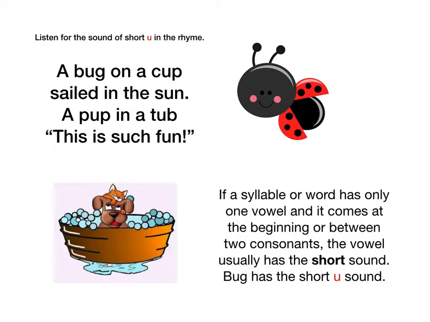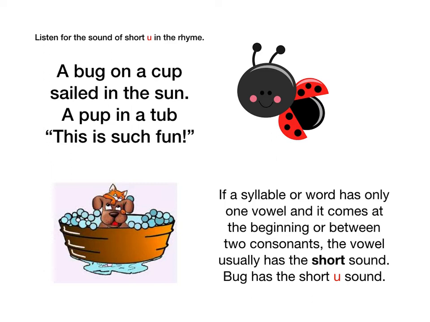If a syllable or a word has only one vowel and it comes at the beginning or between two consonants, the vowel usually has the short sound. Bug has the short U sound. Bug, /u/.